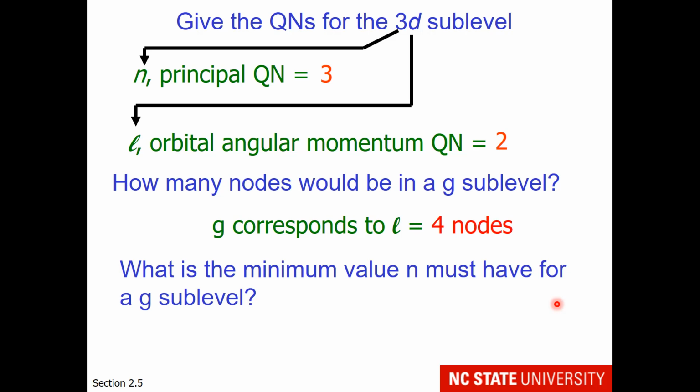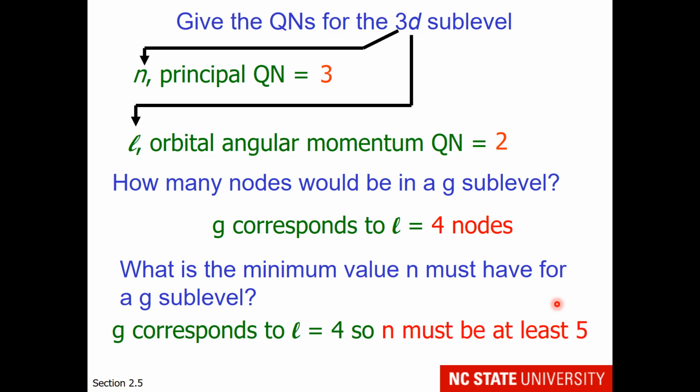What is the minimum value n must have for a G sublevel? Well, remember that L can be 0 up to the value of n minus 1. So if L is 4, n must be at least 5.